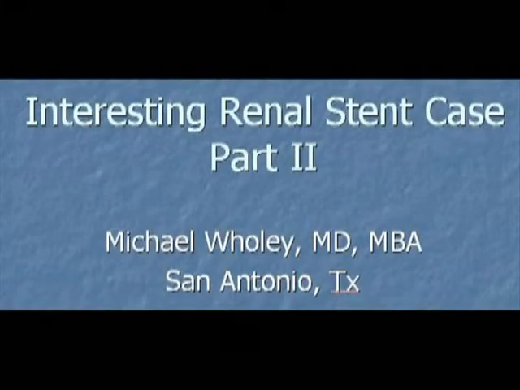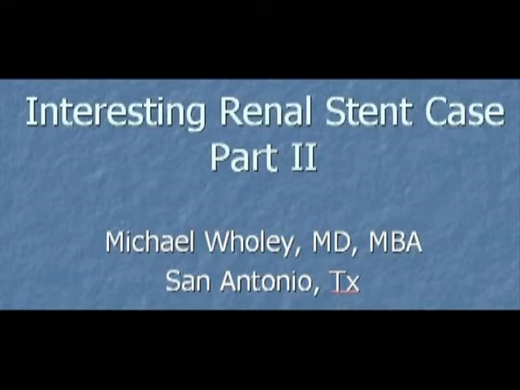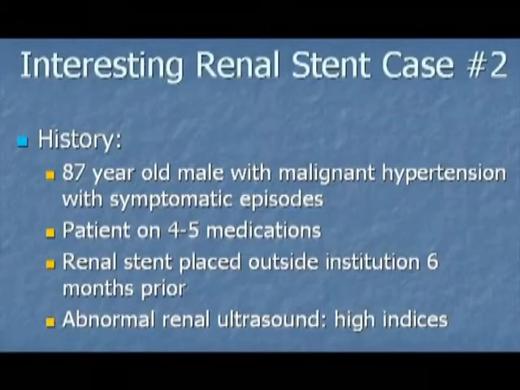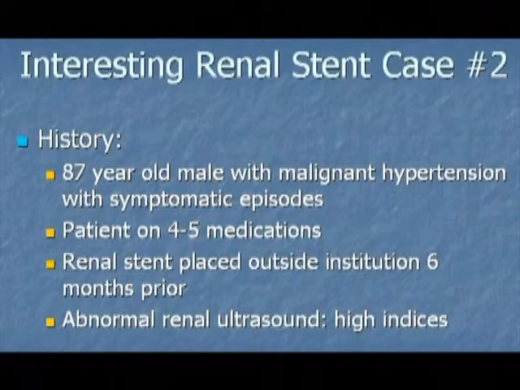This next part 2 for renal stenting cases, as part of the chapter for meat, was an interesting case. This is one that we saw in clinic several weeks ago, and it's very recent. It's an 87-year-old male with a history of malignant hypertension with symptomatic episodes that has brought the patient to the emergency room on several occasions.